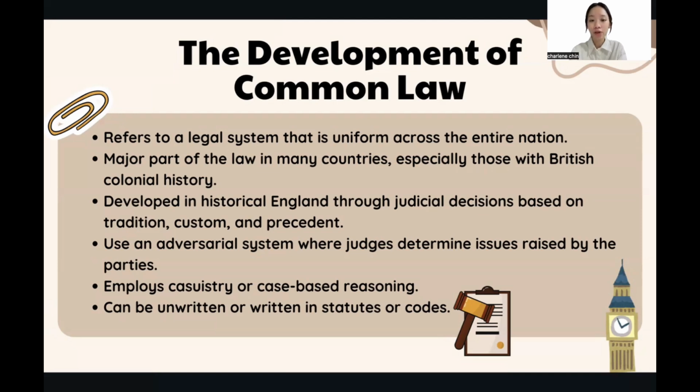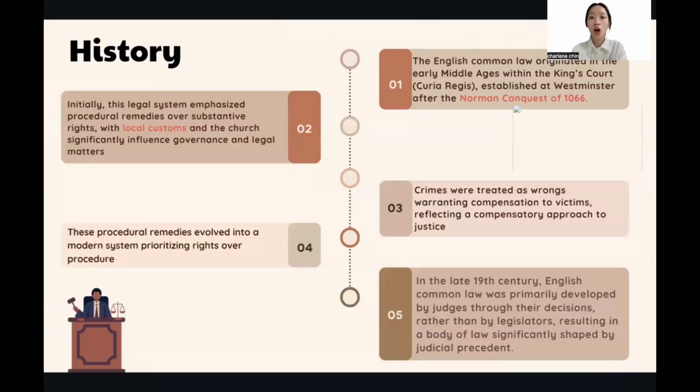The English common law originated in the early Middle Ages within the King's Court, Curia Regis, established at Westminster after the Norman Conquest of 1066. Initially, this legal system emphasized procedural remedies over substantive rights, with local customs and the church significantly influencing governance and legal matters. Early on, crimes were treated as wrongs warranting compensation to victims, reflecting a compensatory approach to justice.